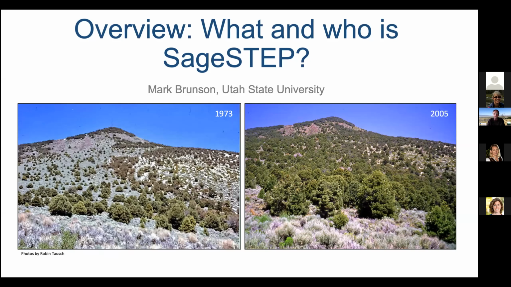What I'd like to present to you today is just a little bit of overview on what and who is SageSTEP. This project has been going for quite a while, and it's possible that some of you are less familiar with it than others. The slide that, to me, best demonstrates why this project exists was prepared with photos from Robin Tausch, one of our researchers, now retired from the Forest Service. Back in 1973, Robin took the photograph on the left in the Shoshone Mountains of central Nevada. The photo on the right was taken from essentially the exact same point, but 32 years later. We can see how vegetation has changed in the Great Basin during that time. Not only is conifer encroaching, but we also had an increase in annual invasive grasses.